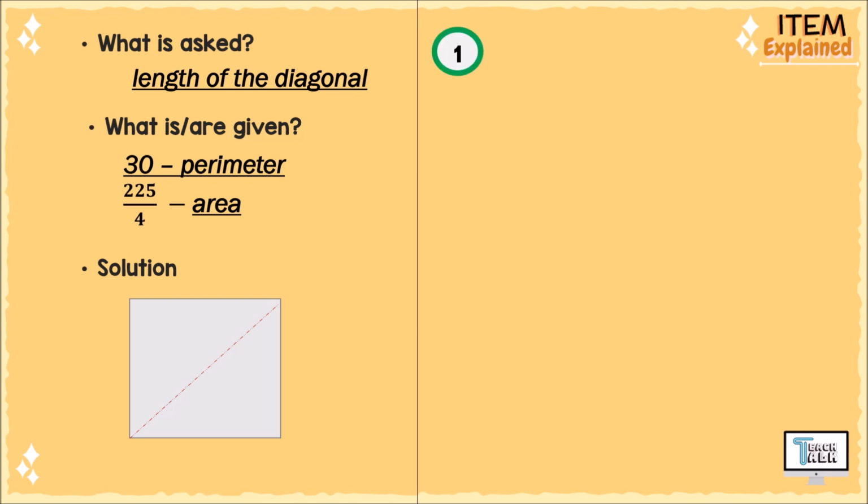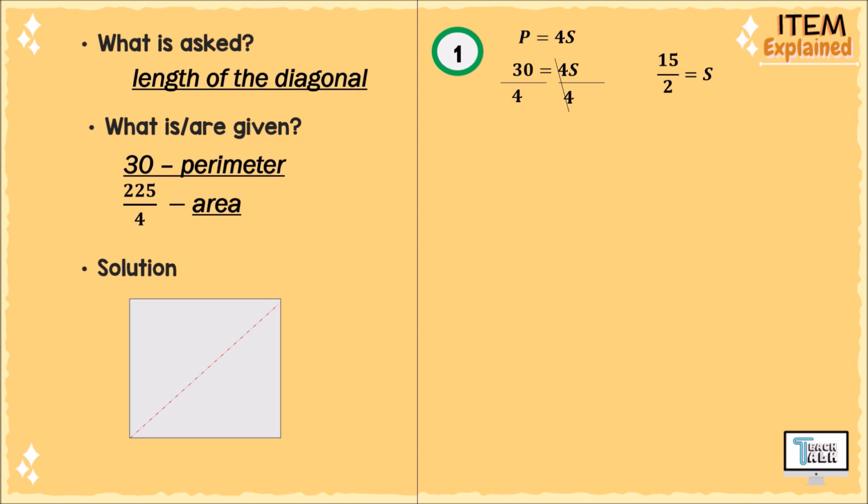Kung gagamitin natin ang formula para sa perimeter, we'll use P equals 4S, which is the formula in finding the perimeter of the square. Since we have the value of the perimeter, we just substitute 30 equals 4S. To find the value of S, or the side, we just divide both sides by 4 and then reduce to lowest term, and we have 15 over 2 equals S.